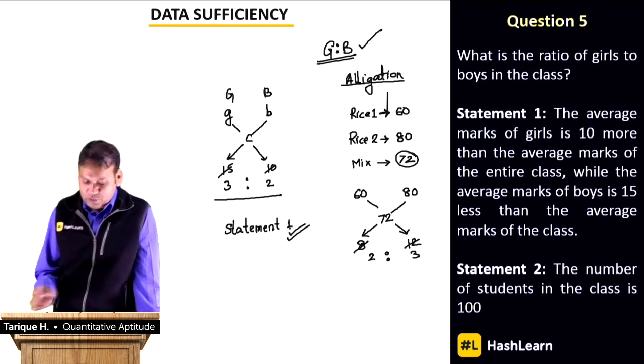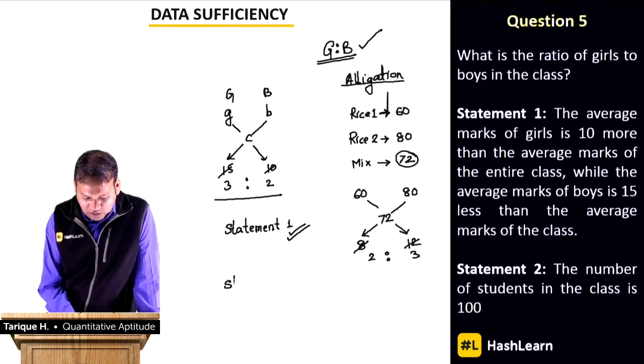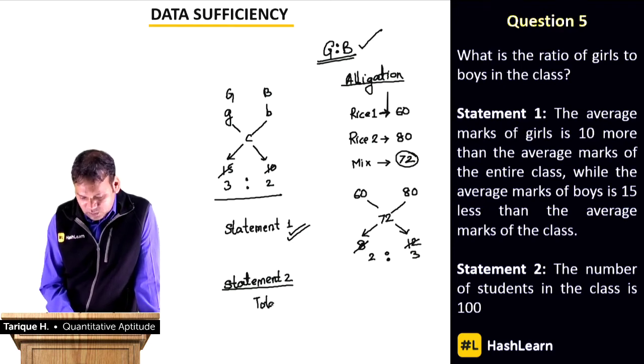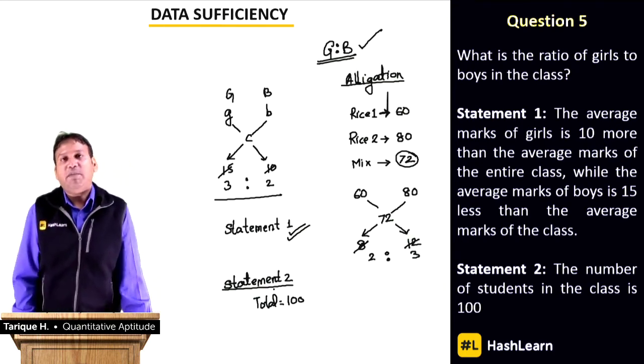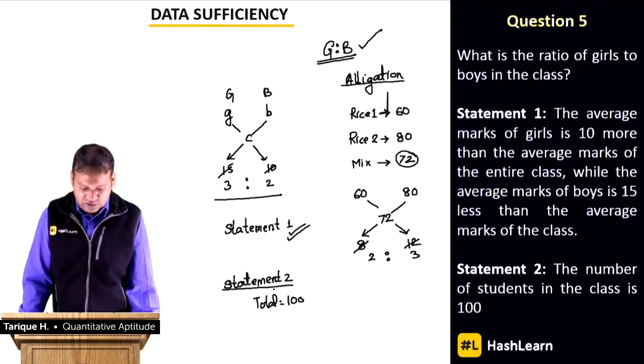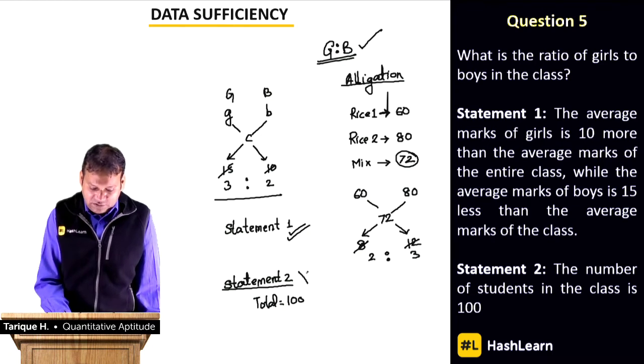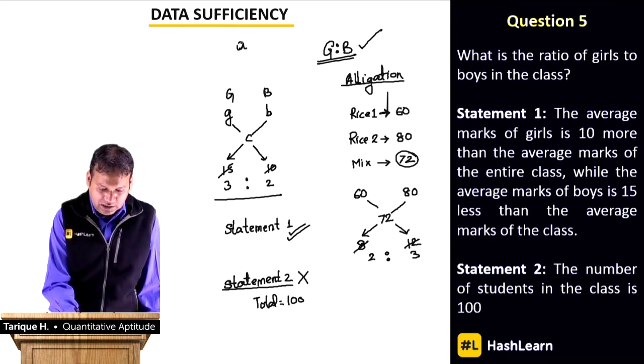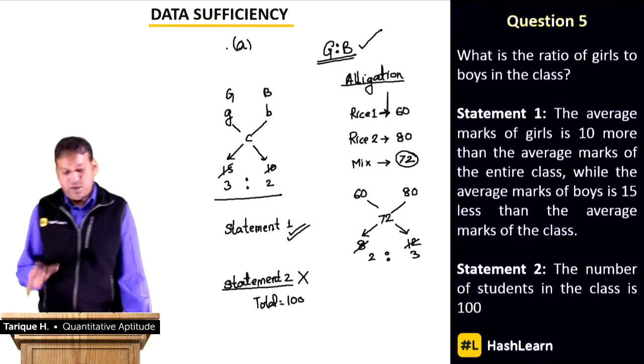Whereas statement 2 alone is not sufficient, because statement 2 is just giving us the number of students. The total students in the class is equal to 100. From this alone, how can we find out the number of girls and the number of boys? So statement 2 alone is not sufficient, and therefore the answer for this question is A, that is, statement 1 alone is sufficient. That's a very interesting question.